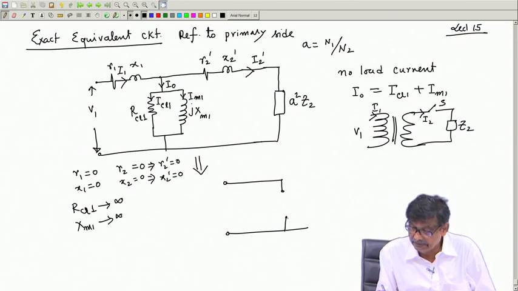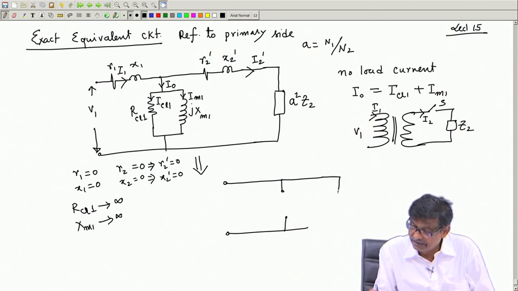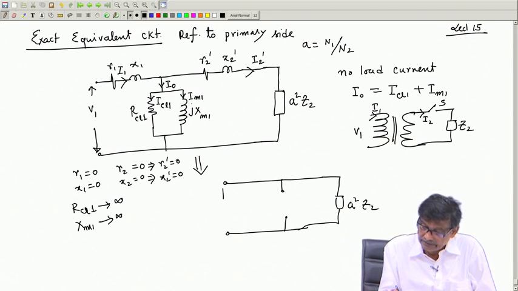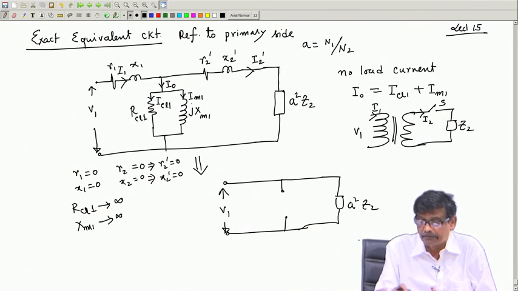Nothing is connected, and here also nothing is connected. These two are shorted, these two are shorted, and only A square Z2. And this is your V1. Is not this the equivalent circuit of an ideal transformer? So, always keep this in mind. Okay, these impedances are small and so on.